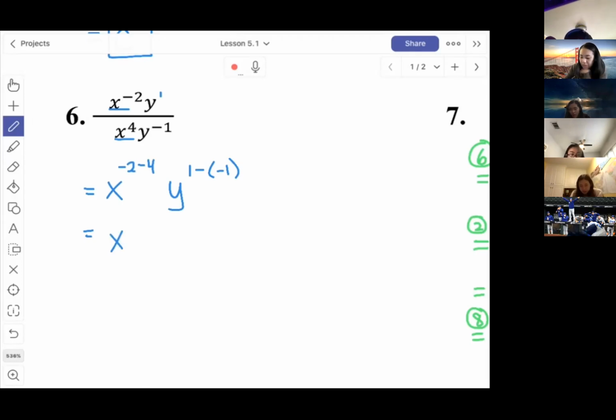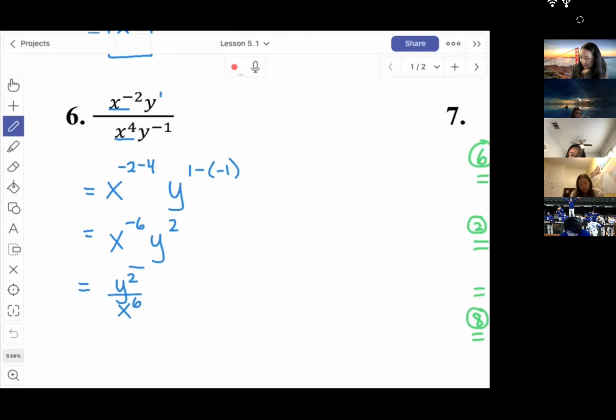X to the -6, and then y to the 2. And then to handle that negative. Oh, so then it's y squared over x to the 6. There you go. All right, good. Yeah, so I would do that first. I think it's just a little easier in terms of handling those negatives at the end. Yeah. All right, good job, Gino. Nice. Okay, let's go to number 8.